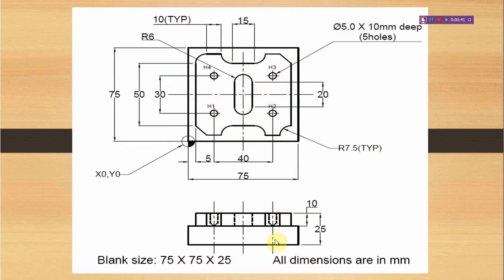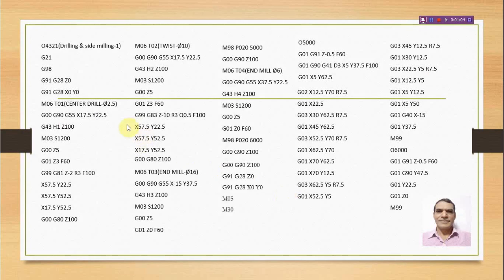Total blank is 25 mm thickness. X value is 75, Y value 75, total height is 25 mm. We have a radius of 7.5 mm. This is common for all, and this is the entire program.